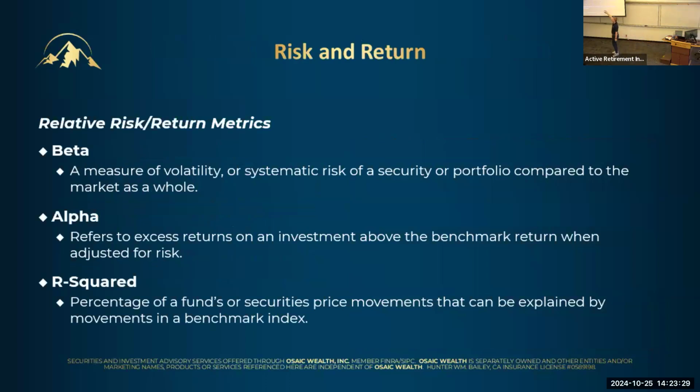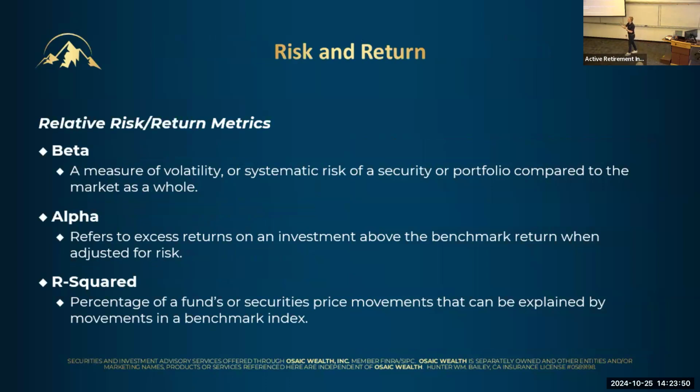So we had our relative risk return metrics, beta, which basically just gave you an idea of the volatility of any given investment or portfolio relative to whatever index we're comparing it to. So remember, a beta of about 1.0 has the same volatility as the index, usually the S&P. A beta below 1 is less volatile.